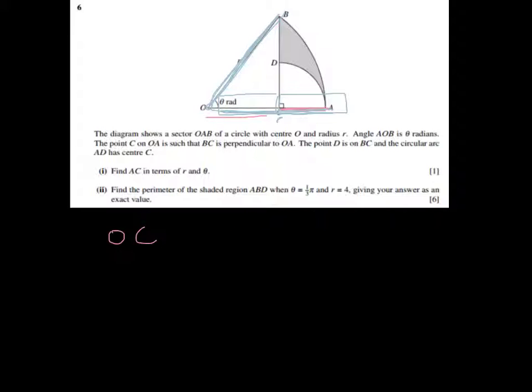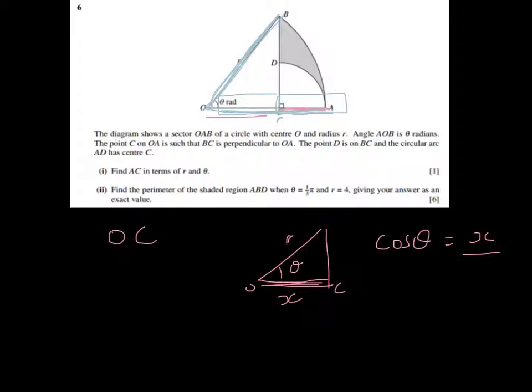Well, I've got a triangle. Got an angle down there. I know that the radius is there, and I'm trying to work out this part here, which is O to C, this part down here. It's a right angle triangle, so I can use some trigonometry. I've got an adjacent and I've got a hypotenuse. So the cosine of that theta is going to equal x over the radius, and so that length OC, which is x, equals the cosine of theta times r.